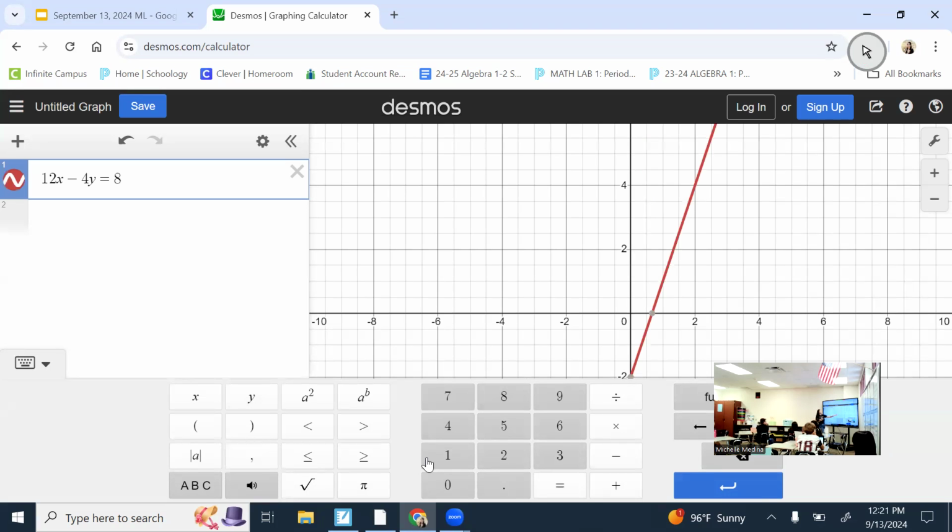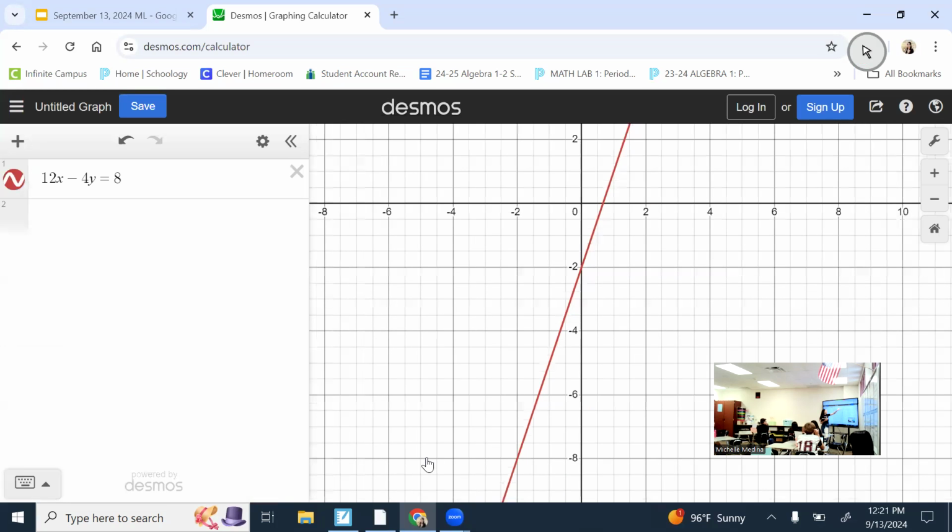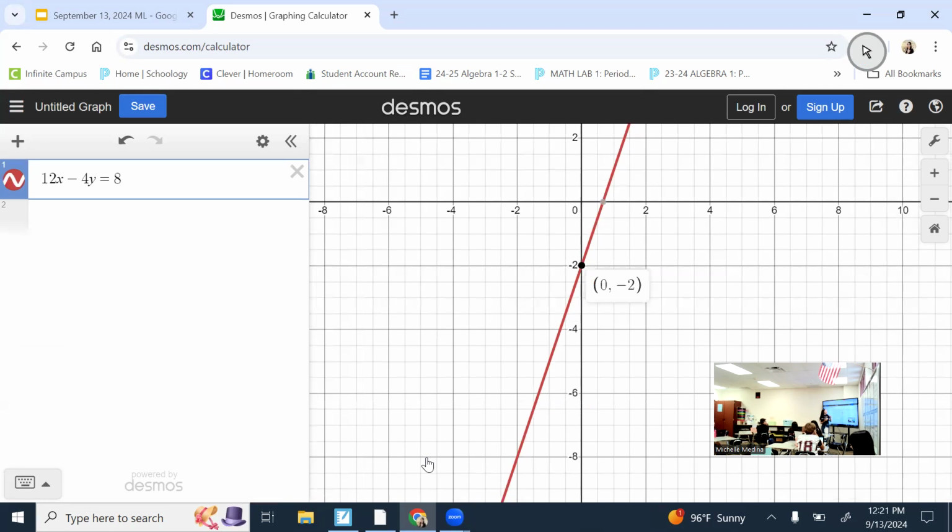And as long as you know where to look, you can identify your y-intercept. So for this one, my y-intercept is -2. And you can figure out your slope. If you're figuring out slope from the graph, what formula do we use? Rise over run.